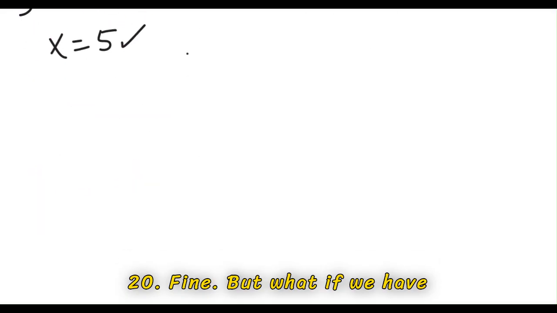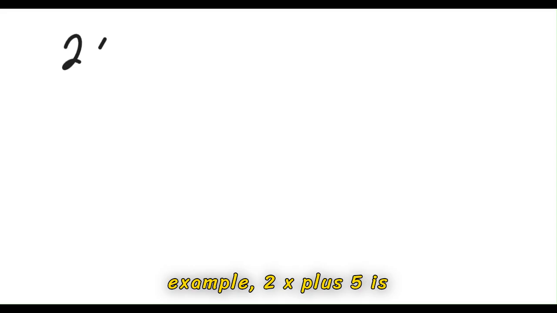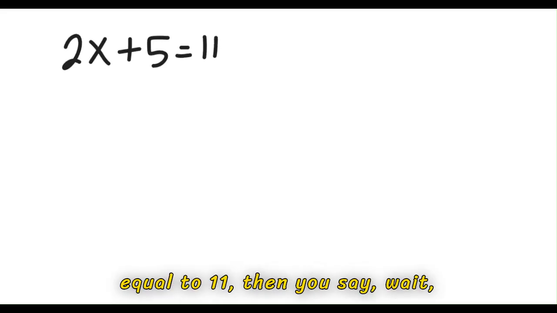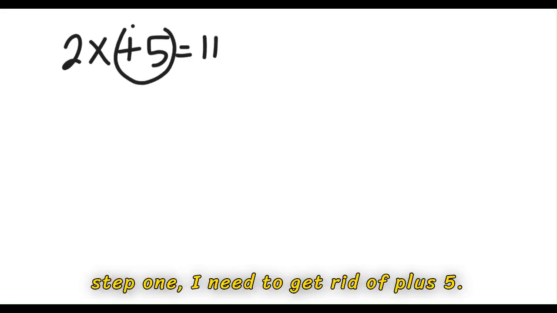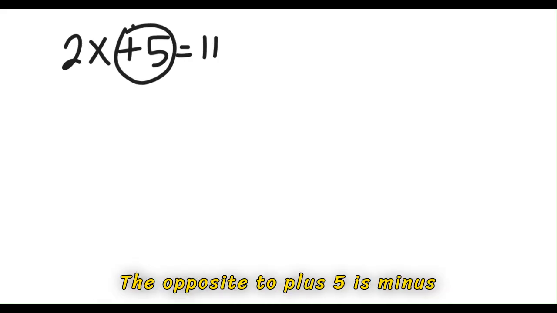Fine, but what if we have two-step equations? If we say, for example, 2x plus 5 is equal to 11. Then you say, wait, step 1, I need to get rid of plus 5. The opposite to plus 5 is minus 5.